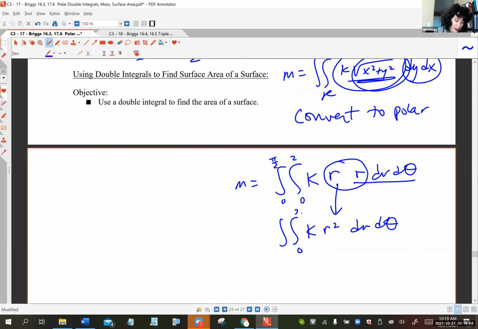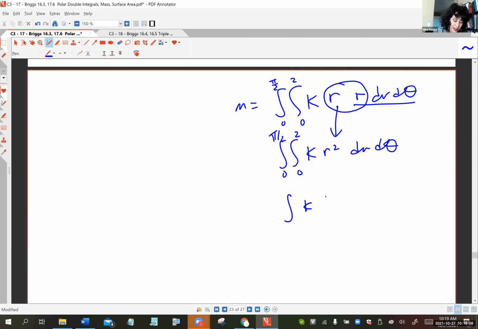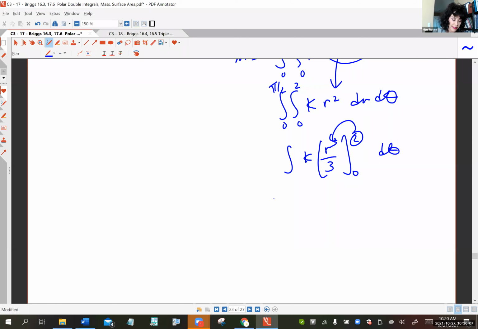And then you can integrate with respect to r first. The antiderivative of r squared is r cubed over 3, and you'll evaluate that between the limits of 0 and 2. We'll plug in our upper limit first. Looks like we're going to have 8/3. And this k is also a constant, so I'm going to pull the 8/3 k outside of our last integral.